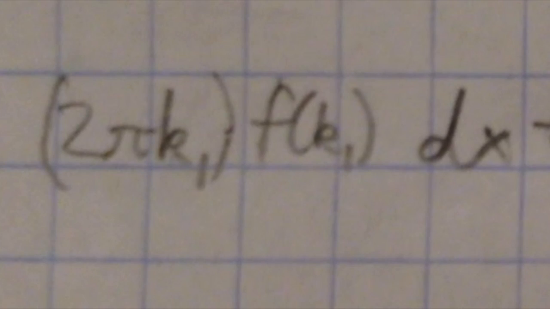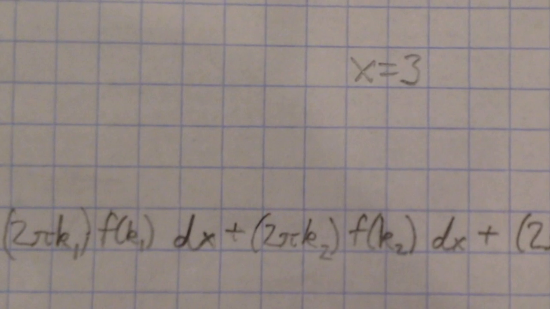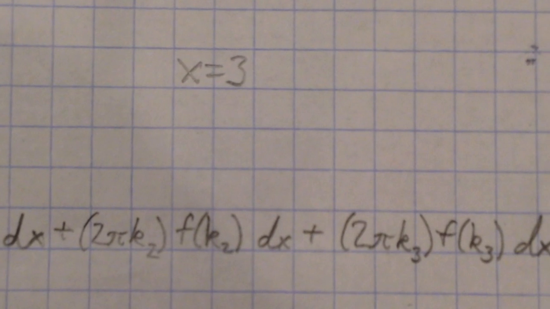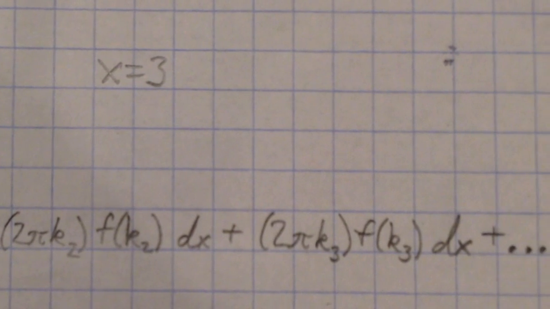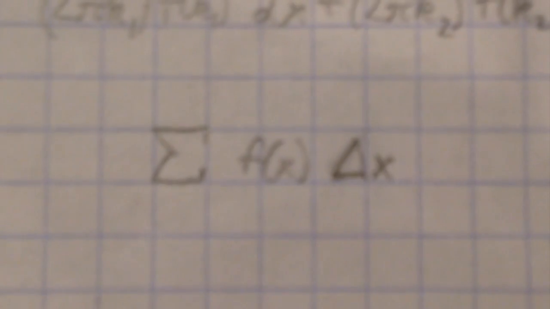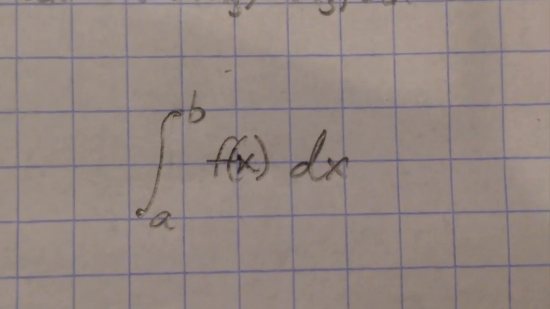Breaking that into a formula just for any shell, you have 2 pi times your point k1 times f of k1 times your dx. This would be for a single shell, and so to find the overall volume, you would have to add every single shell together, which would be an infinite number because dx is infinitesimally small. This starts to sound a lot like a Riemann sum, where the limit of your dx approaches 0, which then you can turn into a definite integral on the interval from a to b.